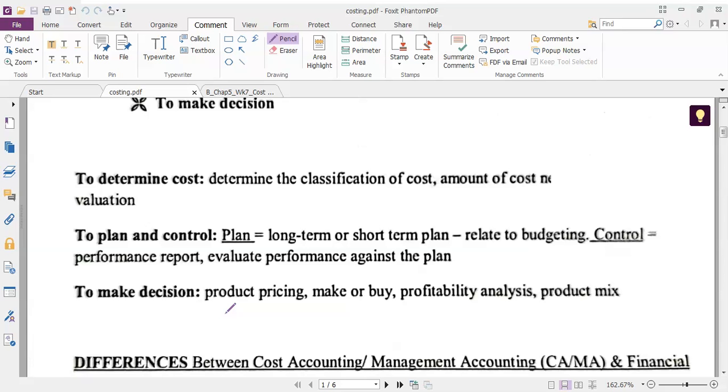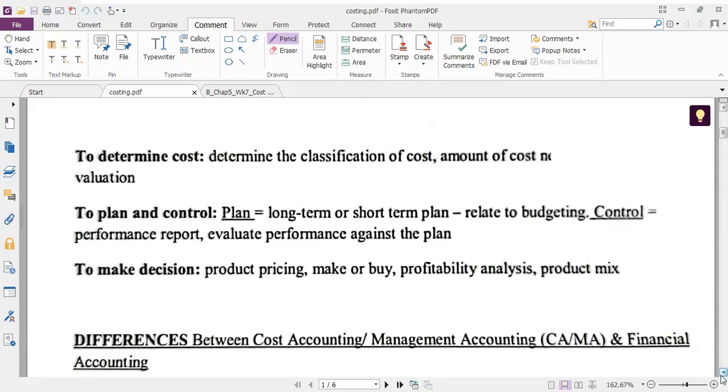Which one must we buy? Whether the lowest cost product or the highest cost product. Or profitability analysis, product need. This is the example of decisions that we make regarding the costing itself.